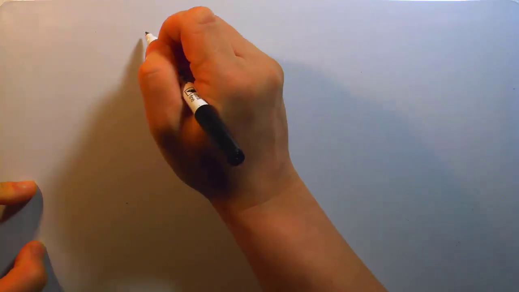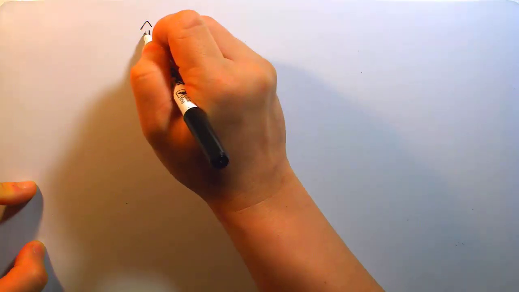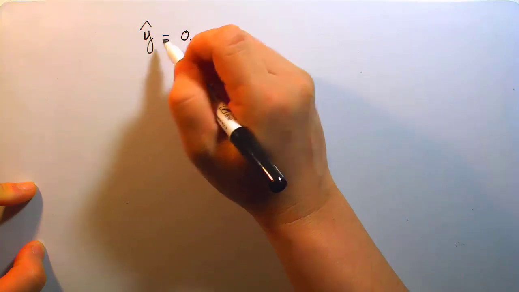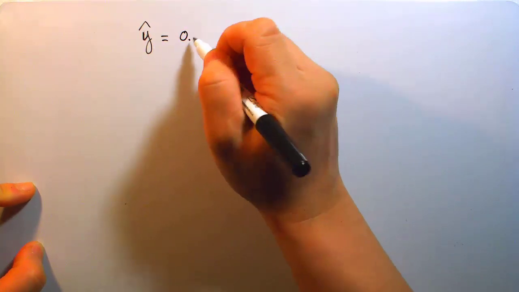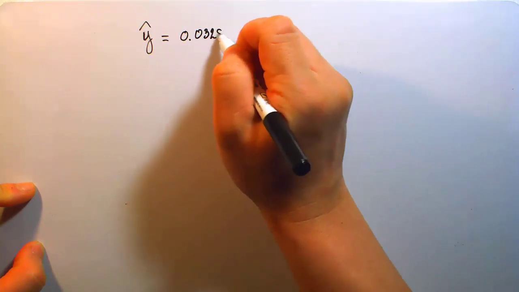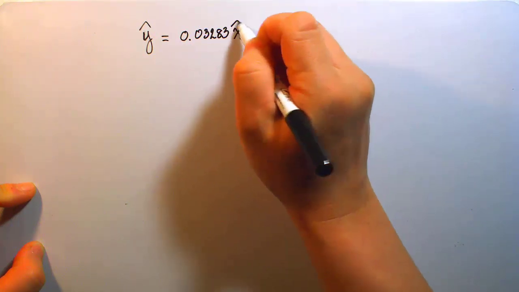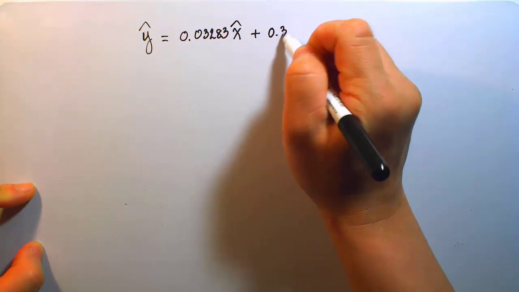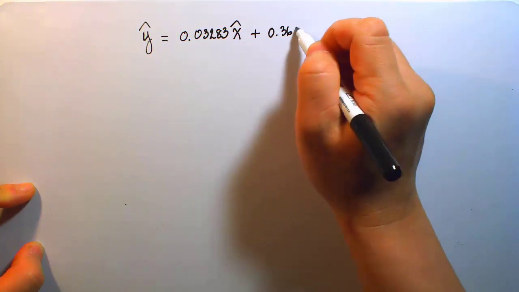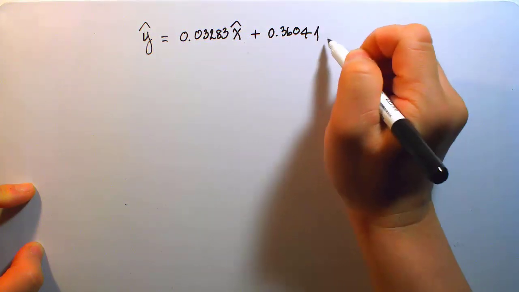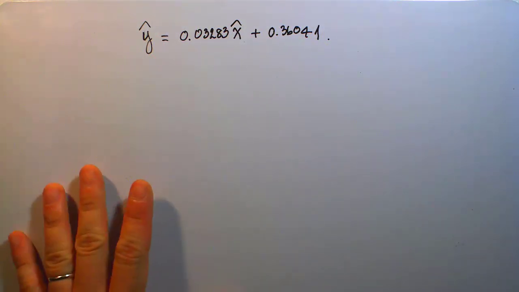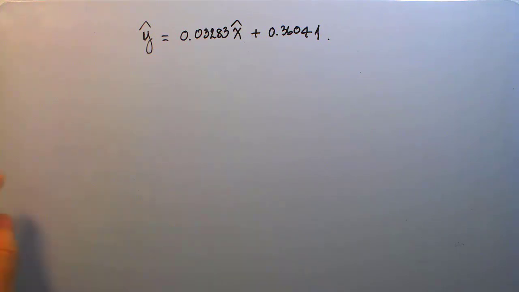Okay, so now that our best fit line equation shows this equation here, we concluded that to be y hat equals 0.03283 x hat plus 0.36041. And so here's the next thing we can actually do with this best fit line equation.